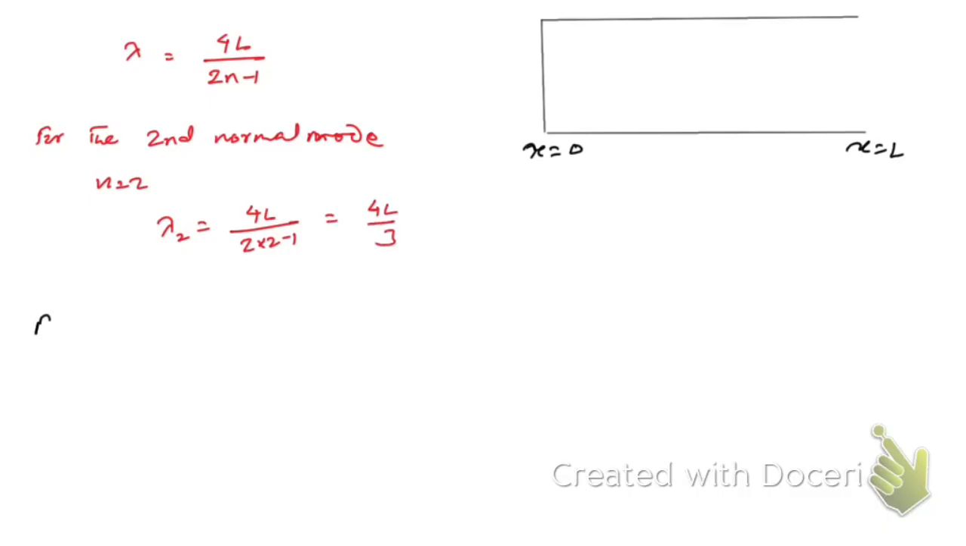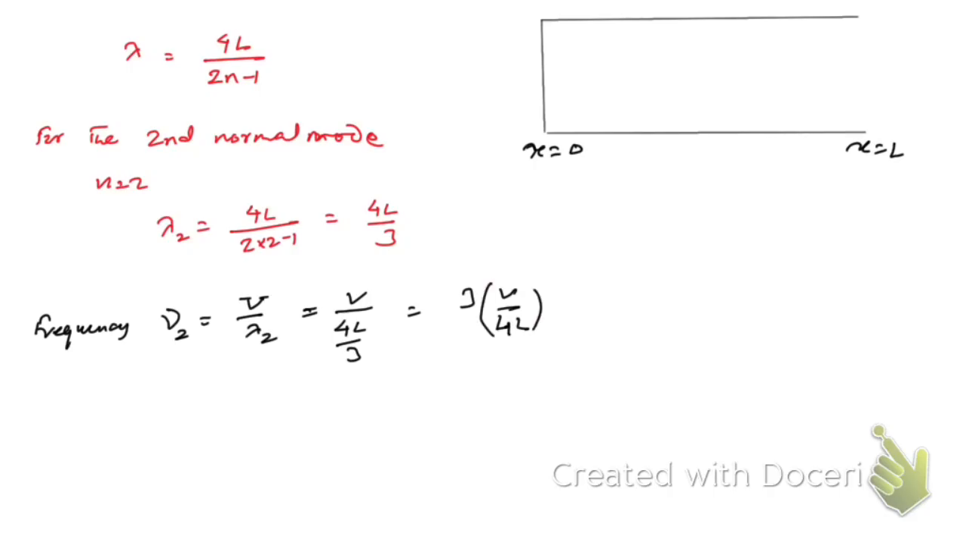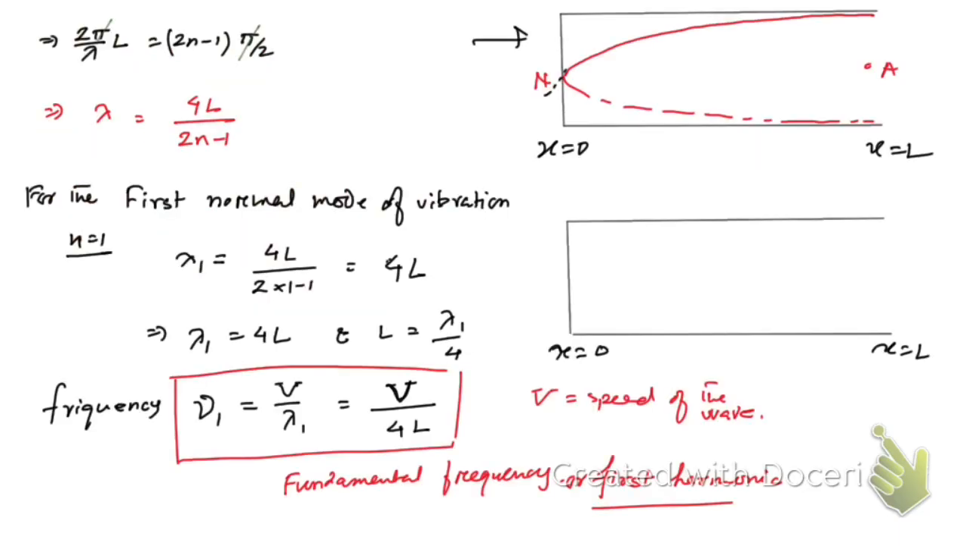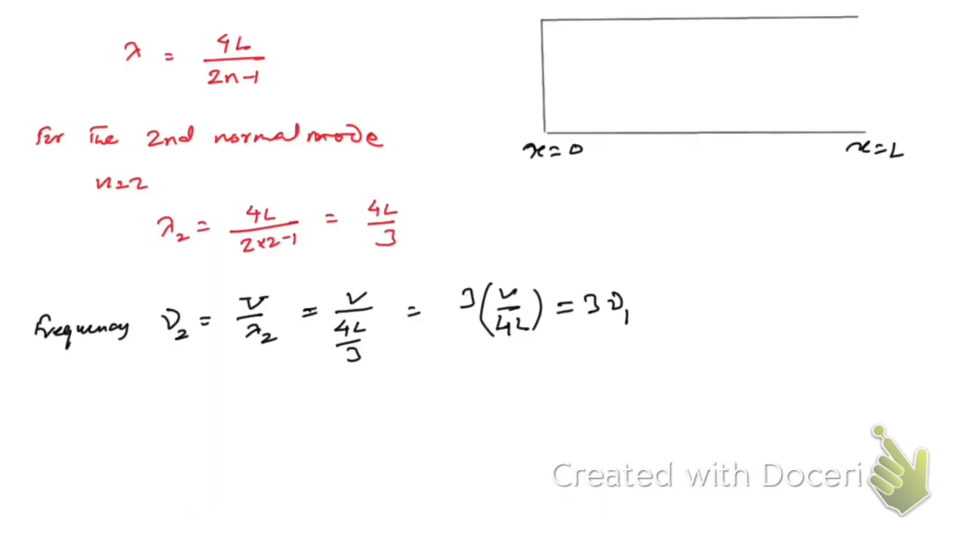So therefore frequency nu 2 is going to be equal to V divided by lambda 2. V remains V, and lambda 2 is 4L by 3. If you simplify this, you're going to get 3 times V by 4L, and V by 4L is nothing but nu 1. So it is 3 times nu 1, because nu 1 is equal to this. Hope you have understood this.